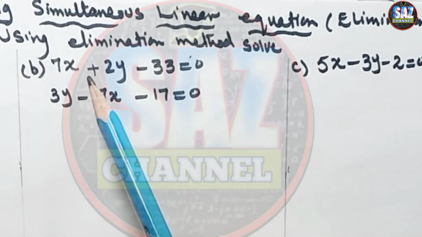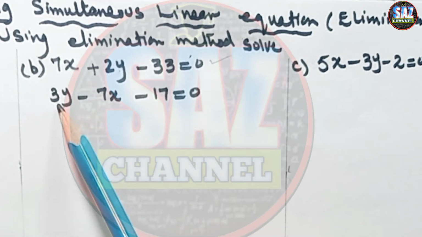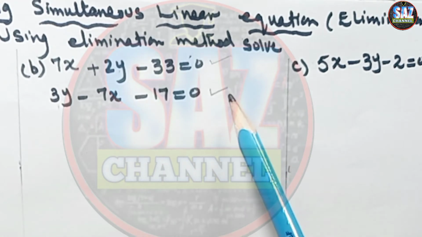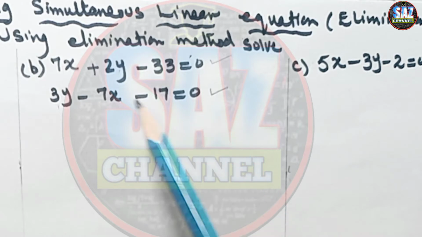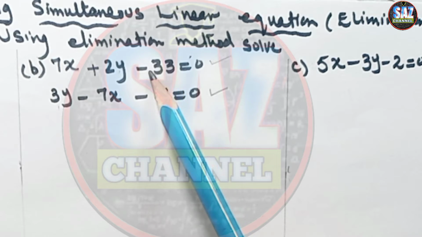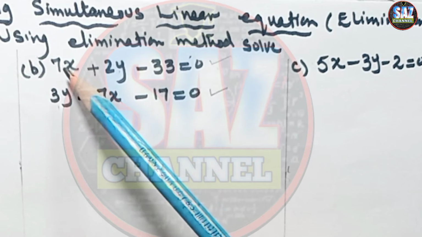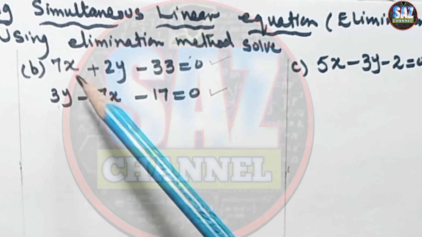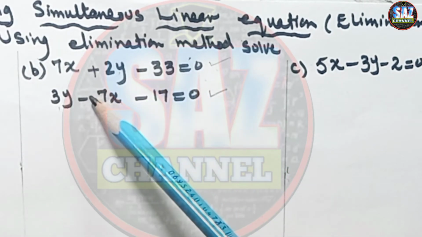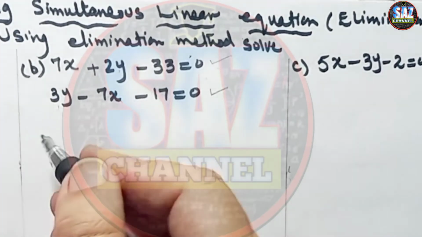Question says that 7x plus 2y minus 33 equals 0 and 3y minus 7x minus 17 equals 0. If we look at the equations carefully, we can see that we have to shift the constant to the other side, and secondly, if we observe the x term, they are not placed at the proper place, so we have to shift the constant to the other side, and we have to rearrange the left side of the equation as well. So let me move to the solution of the question.